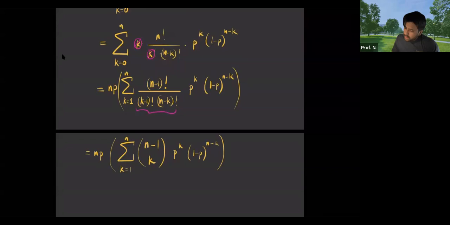I think the indices are a bit off. So let me just see one thing. k minus 1. Yeah, some of the indices are off here. Let me just see. So when we cancel out the k's, this 0 is no longer a 0.